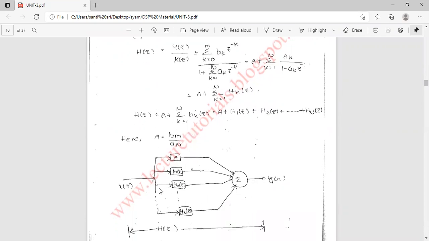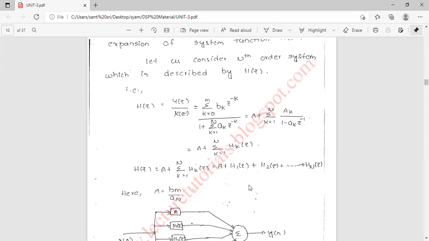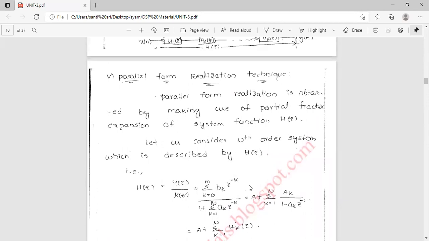How to add this form? So x of n is this one, a is this one, a plus H1 of z, H2 of z up to Hn of z. These all will be summed and this is nothing but y of n. So y of n by x of n is equal to a plus H1 of z, H2 of z, H3 of z up to Hn of z. This entire thing is H of z. These all factors will be summed. So a, H1 of z, H2 of z, H3 of z, H4 of z up to Hn of z, all will be added here. This is a summation factor. So this is the parallel form realization technique, parallelly added.